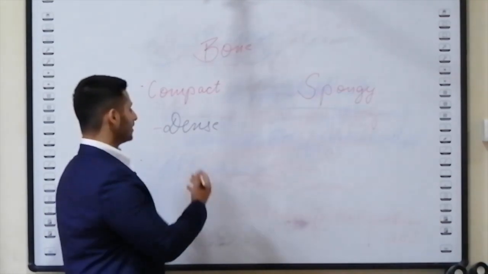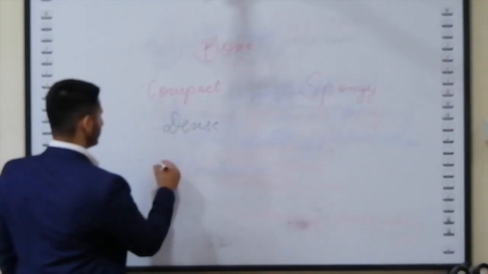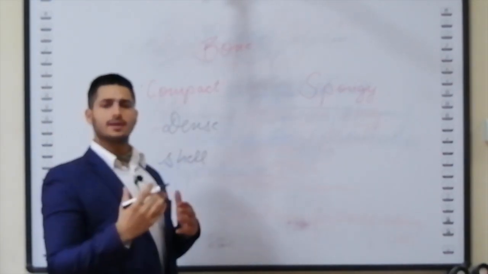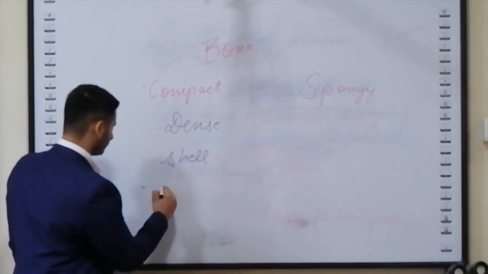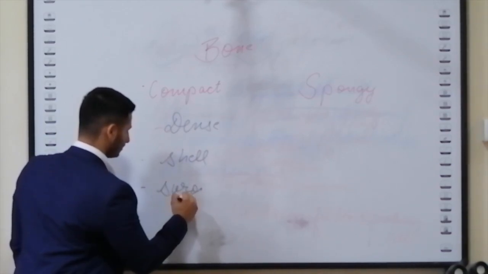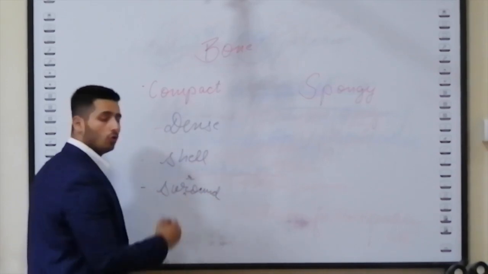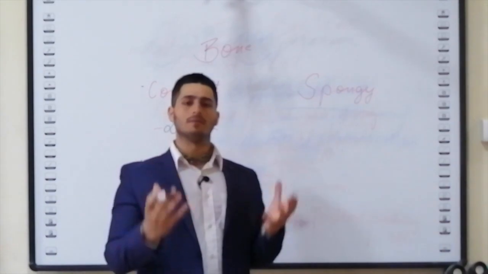Compact bones are dense and they act as a shell. That is, they act as an outer covering for all the bones, and they surround all the spongy bones. All the spongy bones are surrounded by compact bones.